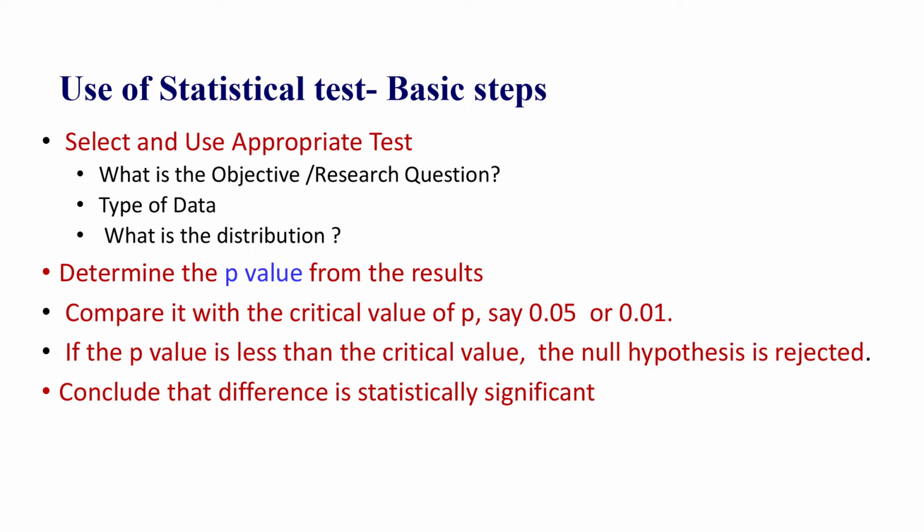When you select a test, you will apply the test and then determine the p-value from the results. Compare it with the level which you have fixed as the level of significance, say 0.05 or 0.01. If the p-value you have got is less than the critical value, then the null hypothesis is rejected, and you will say that the drugs are statistically different, or that there is a statistically significant difference between the two drugs. So that is what I said.